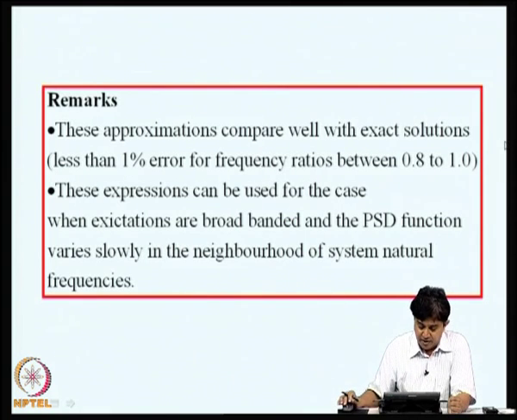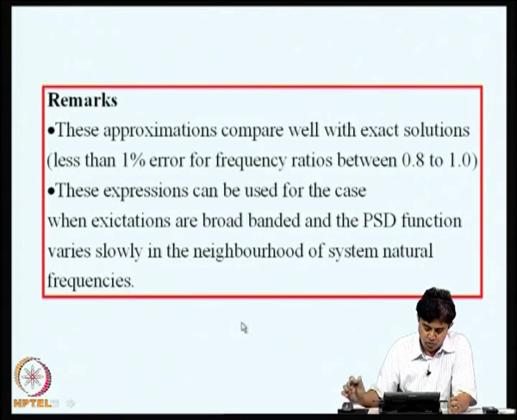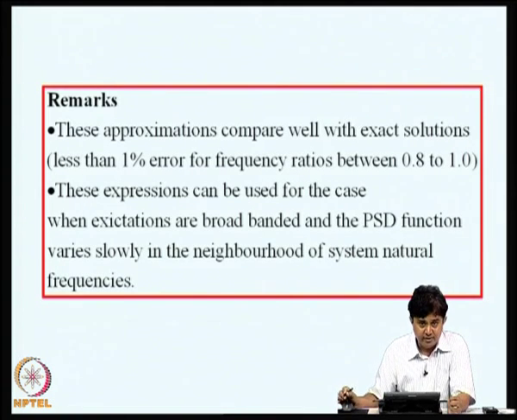Now, these expressions are obtained under the assumption that the ground acceleration is modeled as a white noise excitation. We can continue to use these expressions if we make the approximation that the power spectral density function of ground acceleration, which may not be white, corresponds to a white noise process, but if it is slowly varying in the neighborhood of system natural frequencies, we can still approximate these moments by using these expressions, and indeed that is the approximation that we are going to make in the subsequent analysis.